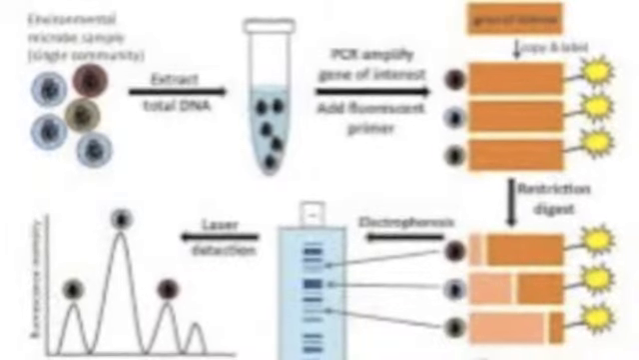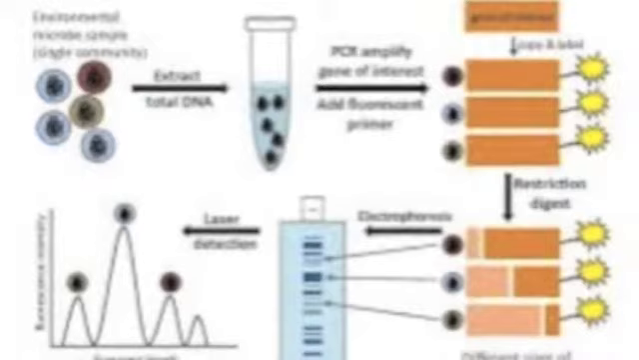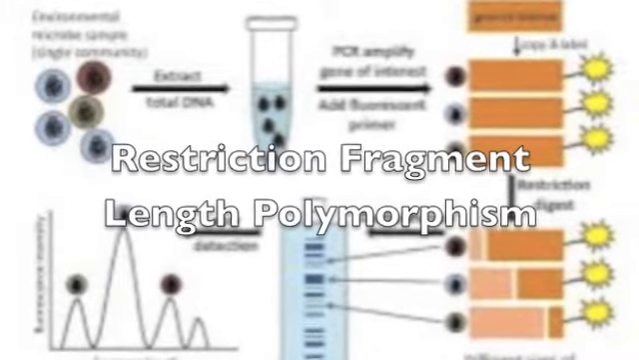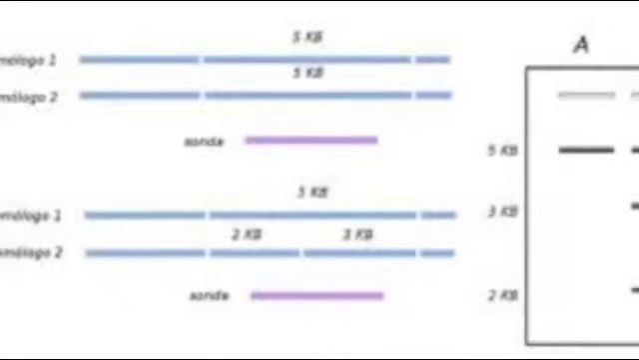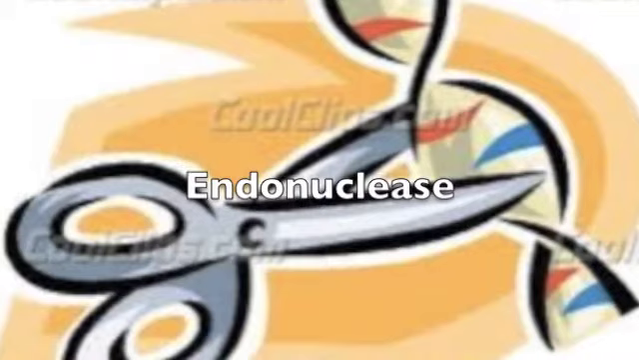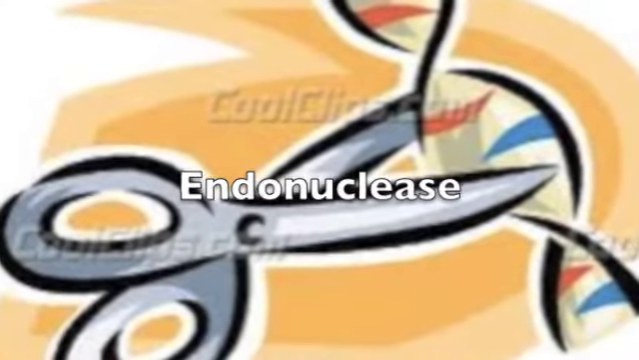For example, the first method that scientists used was RFLP, which is restriction fragment length polymorphism. It is a difference in DNA sequence that can be identified by the existence of different size fragments after cutting DNA with an enzyme called endonuclease. However, it is not used much today because it requires a very large sample.